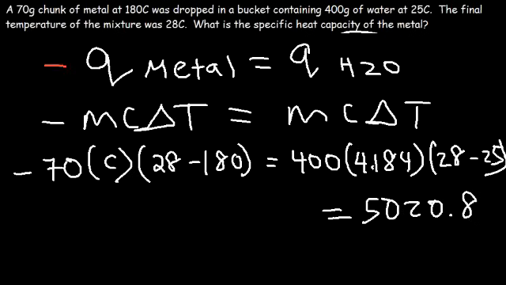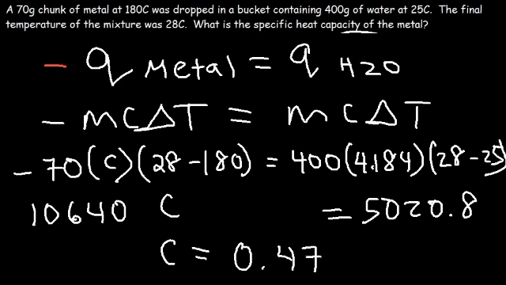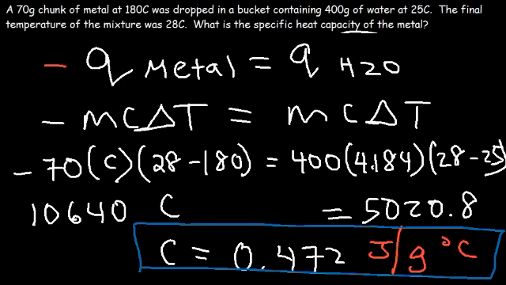On the left side, 28 minus 180 is negative 152 times negative 70. That's going to be positive 10,640 times C. Now, in order to solve for C, we need to divide both sides by this number. So C is equal to 5020.8 divided by 10,640. So that's 0.472 joules per gram per Celsius. So that's how you can find the specific heat capacity of the metal in this particular problem.